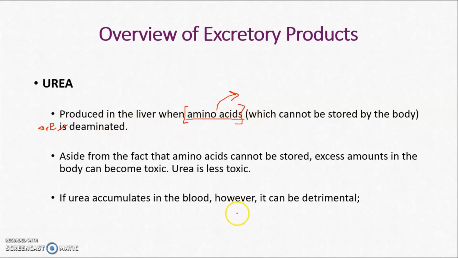When it's deaminated, it ultimately leads to the production of urea, which is less toxic than the buildup of the amino acids. However, if the urea is allowed to accumulate in the blood, it can become detrimental. So keep that in mind. The body cannot store amino acids. I'll write that.